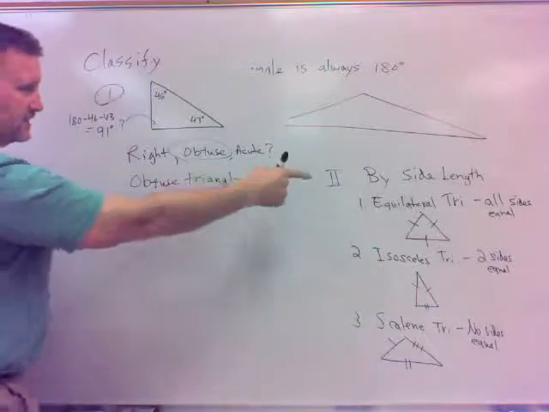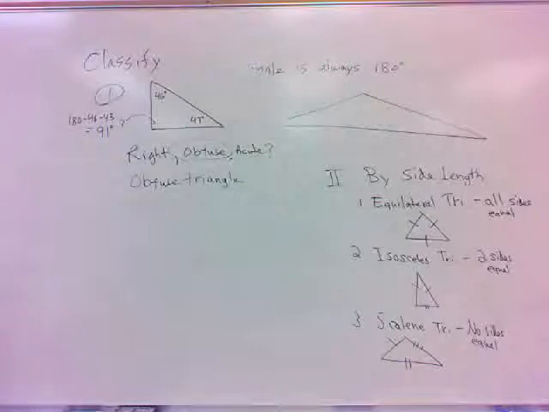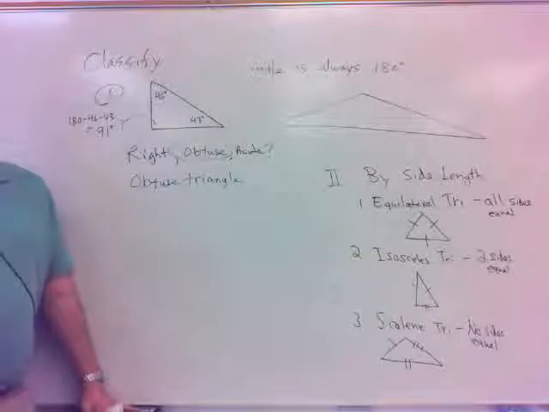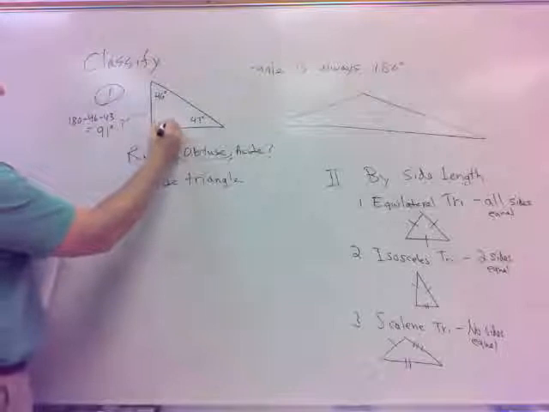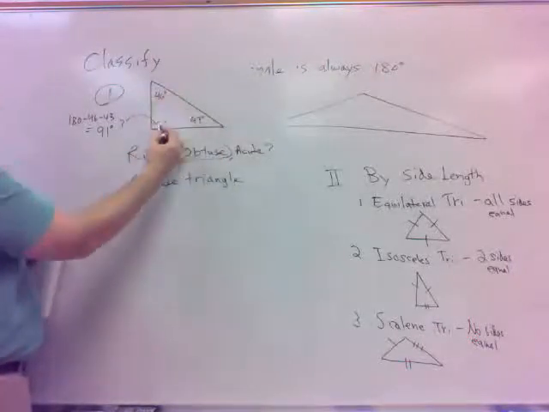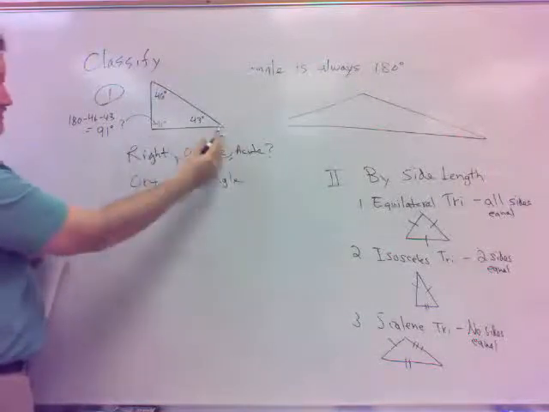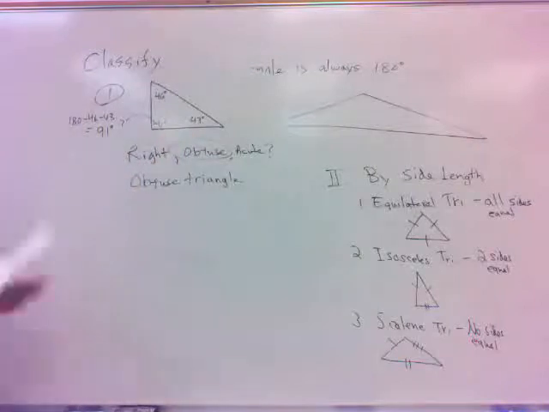By side length: is it an equilateral, isosceles, or scalene? Now, I don't have any of the side lengths given. However, the side lengths go in proportion to the angles. Here I've got 91 degrees. This is the longest side because it's directly opposite the 91. This would be the shortest side, and this is the medium side. The side lengths are proportional.